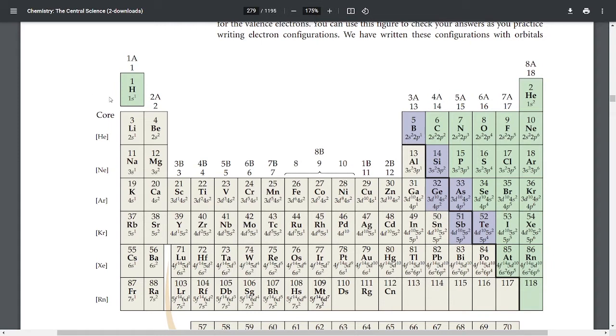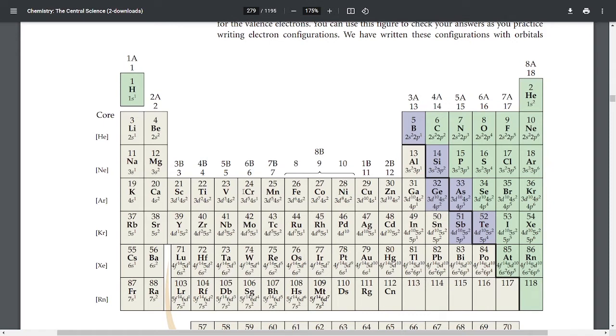The horizontal rows are your periods, and the periods correspond to the electron shell. It's kind of like when you see a Bohr model, a planetary orbit where the electron shells are orbiting around a nucleus. That's not quite how it is, but it's just a simplified visual of what's going on here. So you've got your first shell right here, that's your first period. You got your second period right here. You got your third period right here.